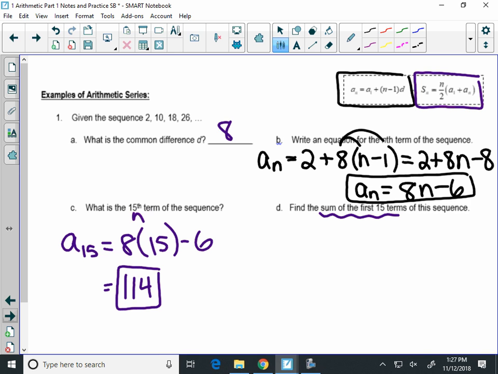S sub n. So when I write this down, I have S for sum, and n is the number of terms we're adding up. We're adding up 15 numbers. So I have S sub 15 equals. Well, the formula is n over 2. So again, my n is 15 over 2. And in the parentheses, I put a sub 1, which is my first term, 2. And then a sub n. We already found a sub n. That was 114.